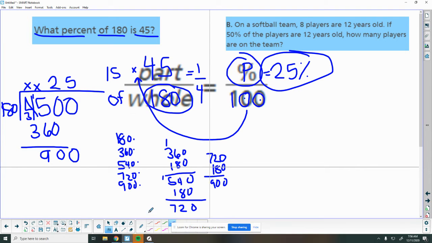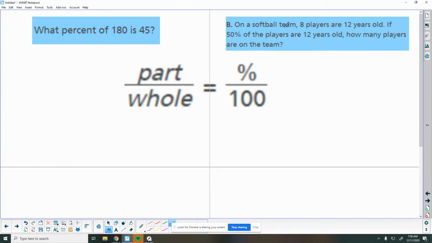Okay, so let's try setting up this one over here on the right. So on a softball team, we have 8 players that are 12 years old. So we don't have 8 out of 12. 8 people are 12.